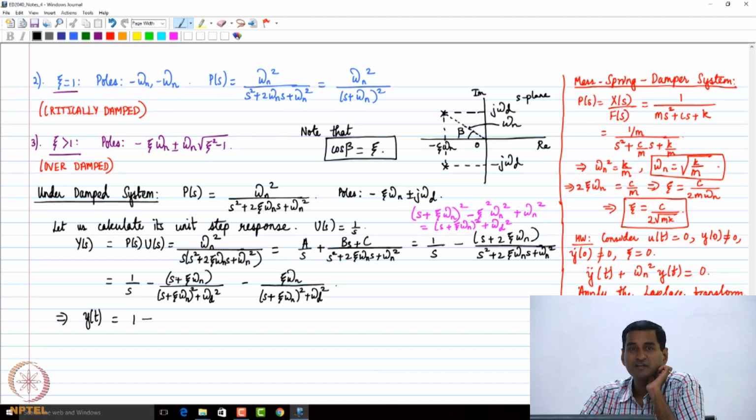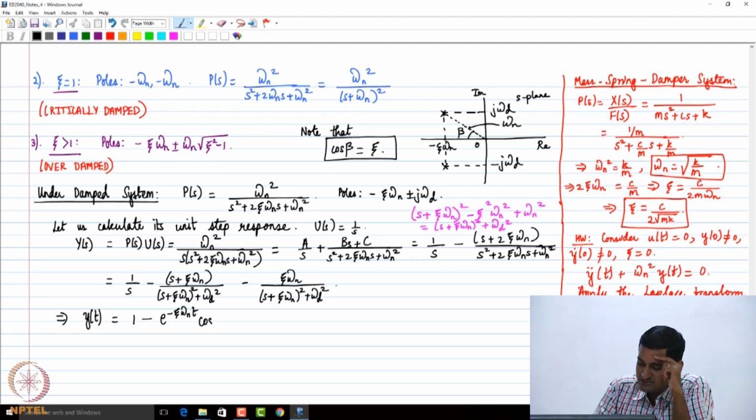You remember that multiplication by exponential function, right? If Laplace of f(t) was F(s), Laplace of e power minus at f(t) was F(s plus a), right? So you see that the inverse Laplace transform is going to be e power minus zeta omega n t cos omega d t, right?